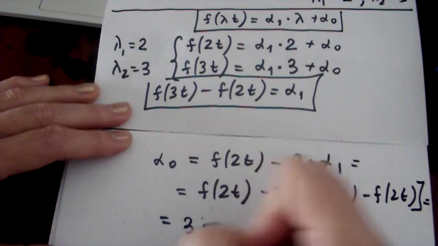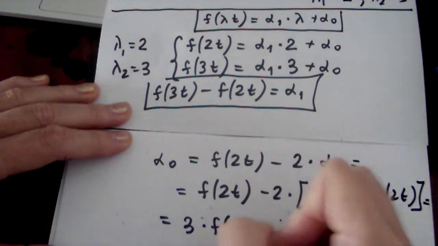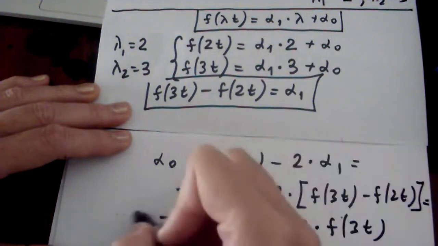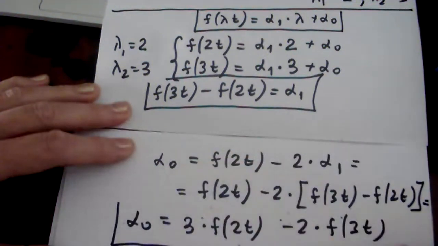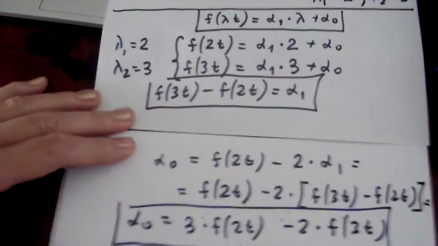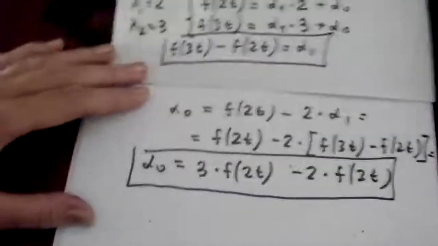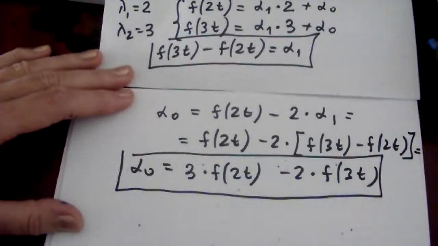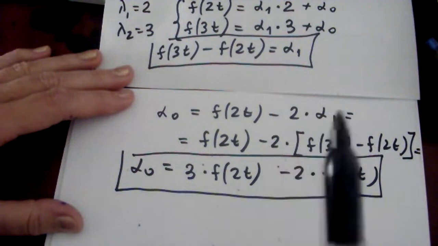We got 3 times f of 2t minus 2 times f of 3t. So this is alpha 0, and let's put it into the frame. So it's been done. So this time, the only difference with our previous tutorial is that alpha 1 and alpha 0 are not numbers anymore. They are just some expressions. Not very terrible, not very long one, but nevertheless, not numbers anymore.